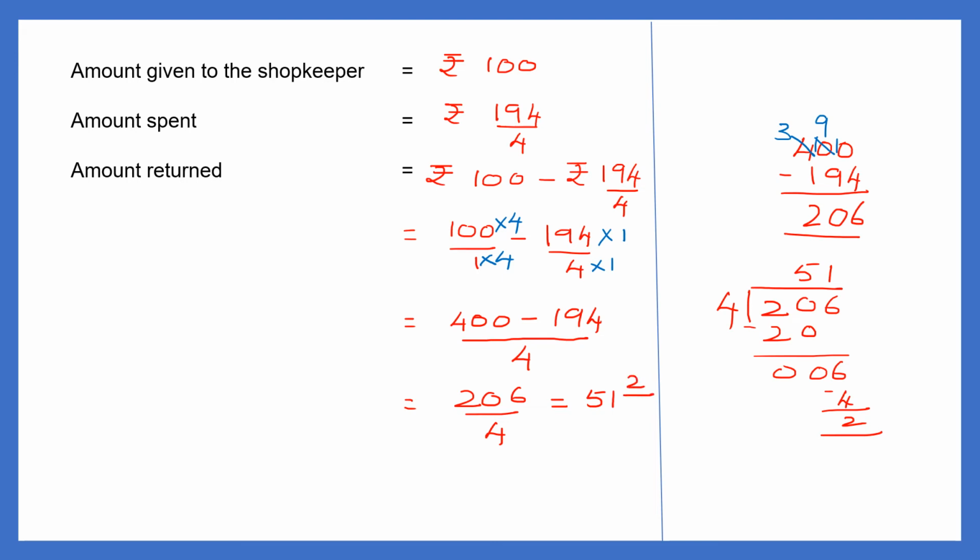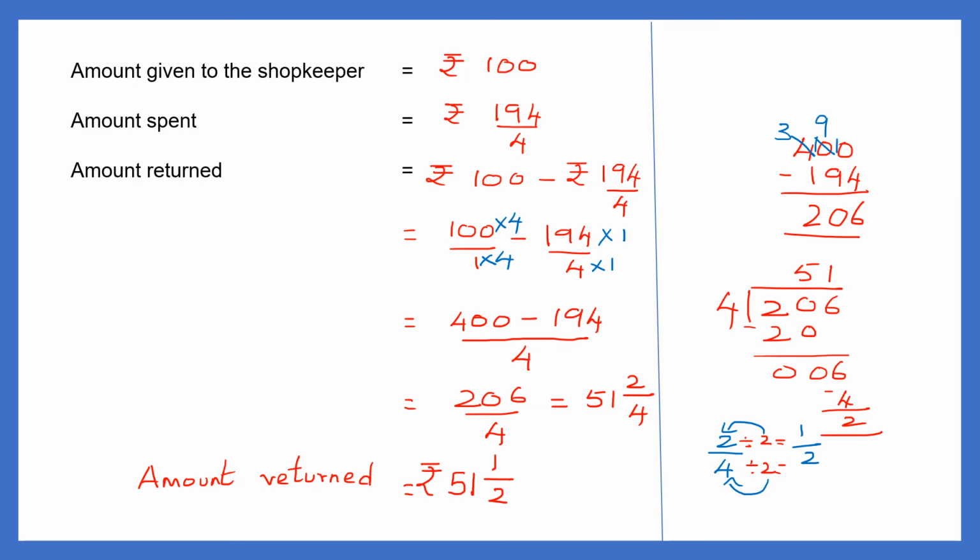So let's write that: 51 2 by 4. Now if you look at the fraction carefully, 2 by 4 can be reduced to the lowest term. 2 by 4, if I divide both by 2, what will I get? 2 ones are 2. 2 twos are 4. I get 1 by 2. So when I write my final answer here, it becomes 51, 2 by 4 has now become 1 by 2. And this is rupees. So the amount returned is 51 1 by 2 rupees.